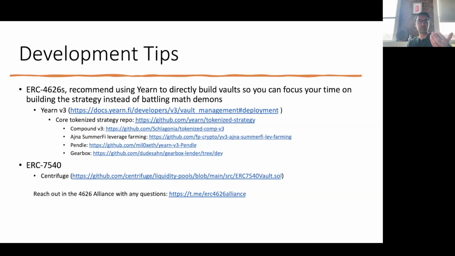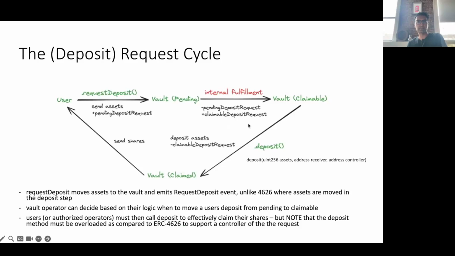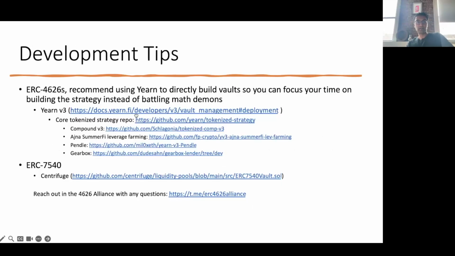And then you can just simply deploy that rather than going through all of this crazy stuff and trying to figure out how all the math works and keeping all that straight. So highly recommend just directly checking out what Yearn's done in their V3, and it's super easy to deploy. And there's already been a bunch of strategies built on their tokenized strategy repo. So I linked a couple, and I think it's in the hackathon thing now, but you can check out Compound V3, Ajna, Pendle, Gearbox. They already have all the strategies on there.